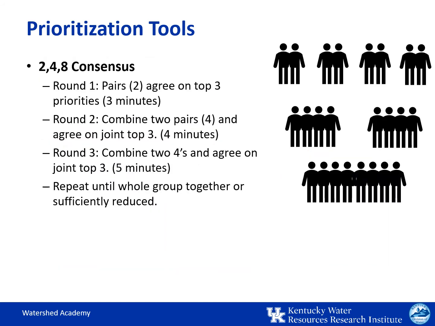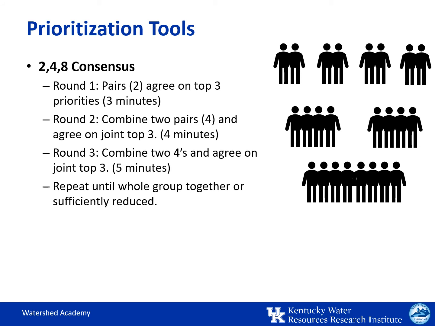Another tool for prioritization is the 2-4-8 consensus. So this tool is for generating ideas as well as prioritizing them. And in this activity, you start in pairs, generating ideas, and then you combine into larger and larger groups to promote only the top ideas. So again, you have everybody divide up into pairs, and you're going to have them agree on their top three priorities. So they're going to come up with three ideas that they think are the best, and you might give them 3 minutes to do this.